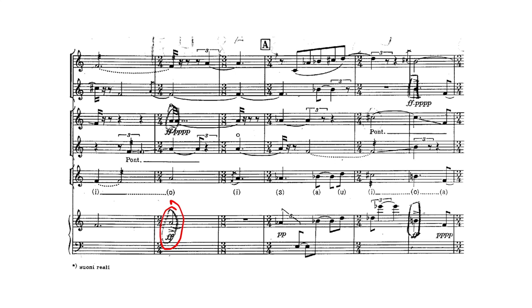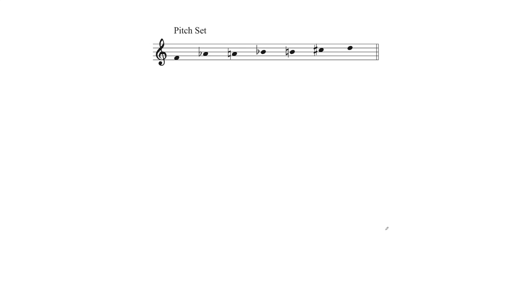Everything has a reason. We are going to see that. Let's begin with the analysis. This is the pitch set Luciano Berio used in this work. This is the pitch set.